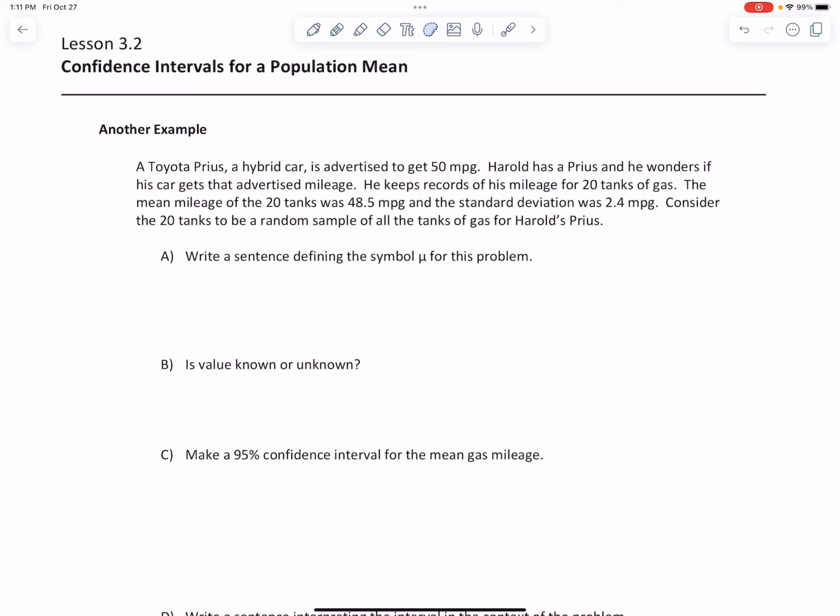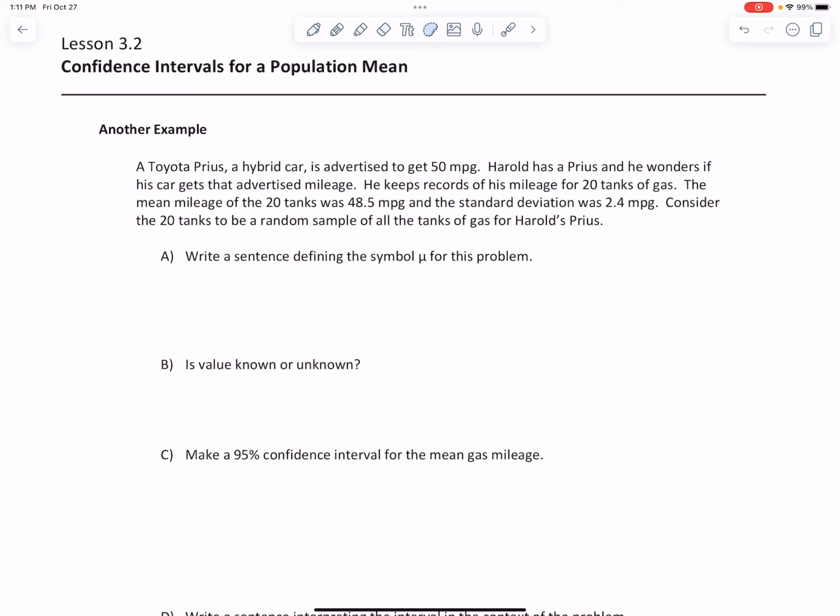A Toyota Prius, a hybrid car, is advertised to get 50 miles per gallon. Harold has a Prius and he wonders if his car gets that advertised mileage. He keeps records of his mileage for 20 tanks of gas. The mean mileage of the 20 tanks was 48.5 miles per gallon, and the standard deviation was 2.4 miles per gallon. Consider the 20 tanks to be a random sample of all the tanks of gas for Harold's Prius.